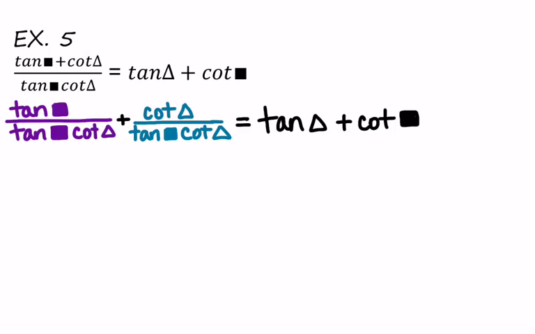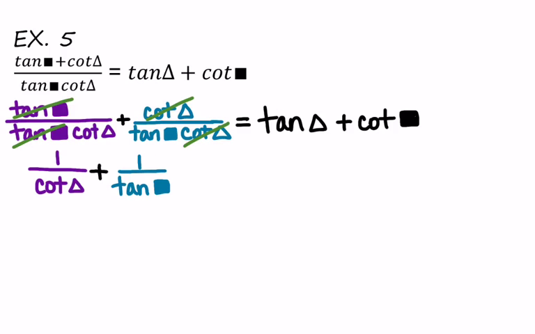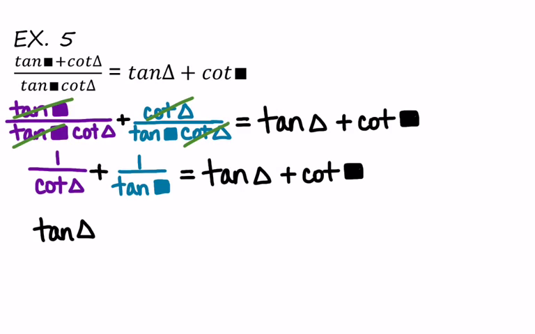Okay, then I notice on the top and bottom of the fraction there's some things that will cancel. Tangent squares will cancel for the first fraction, and cotangent triangles will cancel on the second fraction. Now on the top of these fractions I'm still left with a 1, so this is going to be 1 over cotangent triangle plus 1 over tangent square. And then I can use the reciprocal identities here because 1 over cotangent is equal to tangent triangle. And then 1 over tangent squared would be equal to cotangent square.